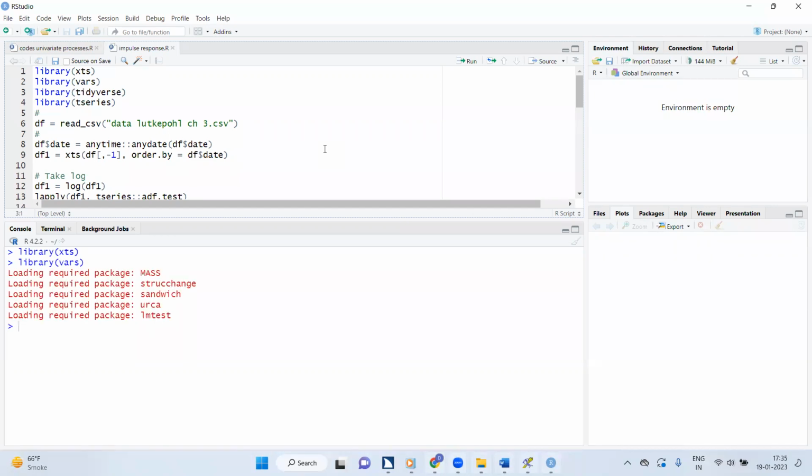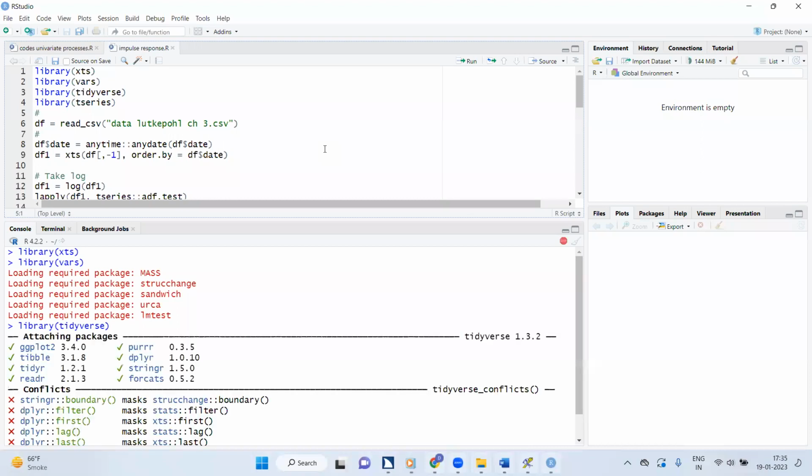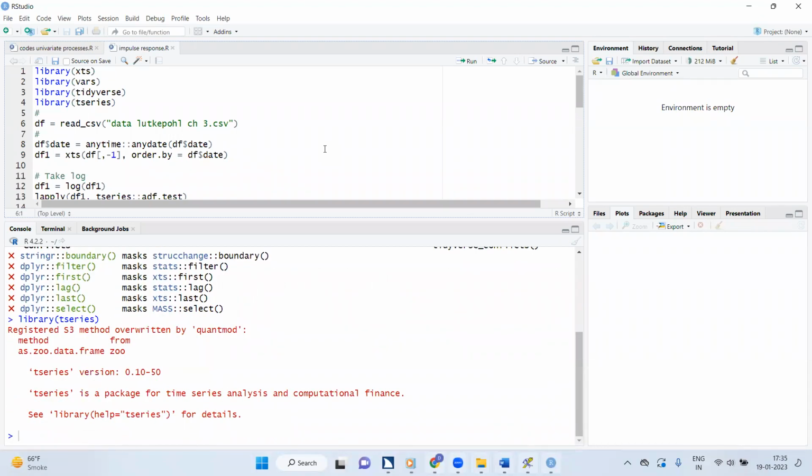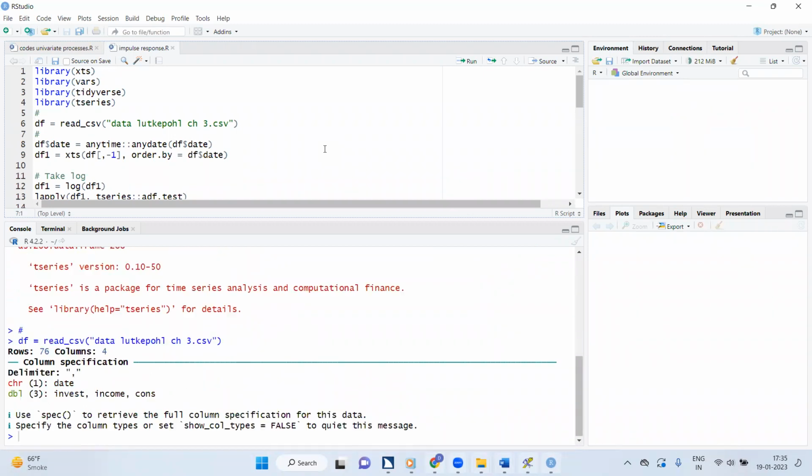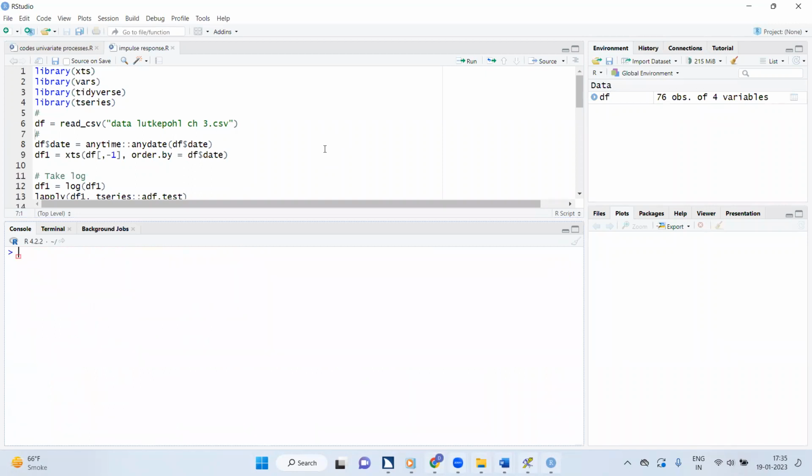Library XTS, library vars, library tidyverse, library series. Okay. Guys, now look at this command. This time I'm using a different command. This one is in fact, I would say, more efficient than read.csv. This is called read_csv. It is from a package called readr, and this is part of tidyverse. So sometimes I use this command. Right now I'm using this command to read this file. Okay, I have loaded the data.